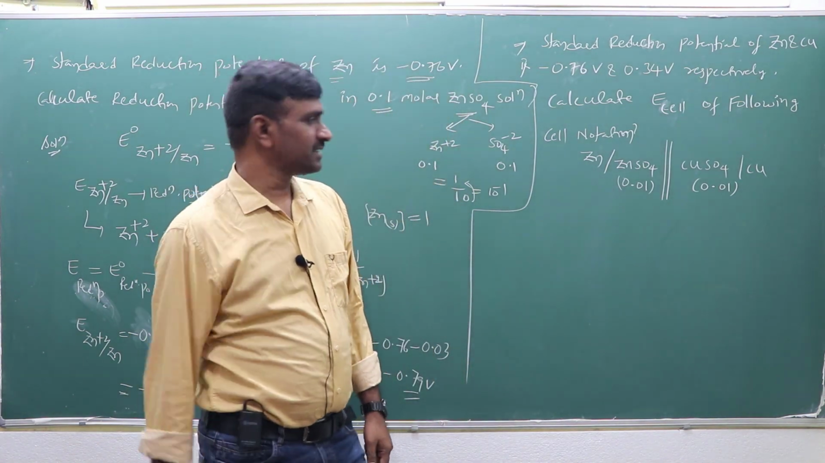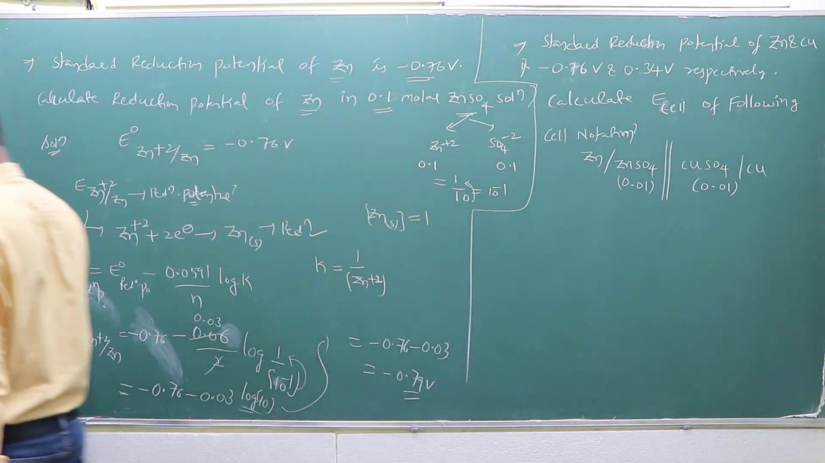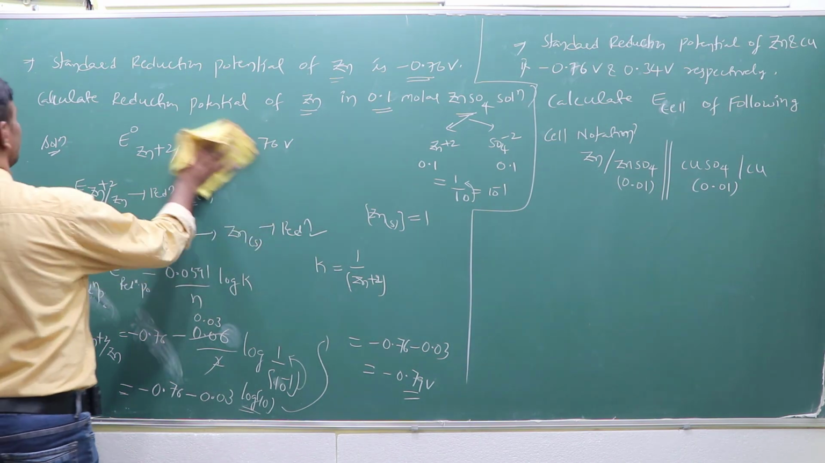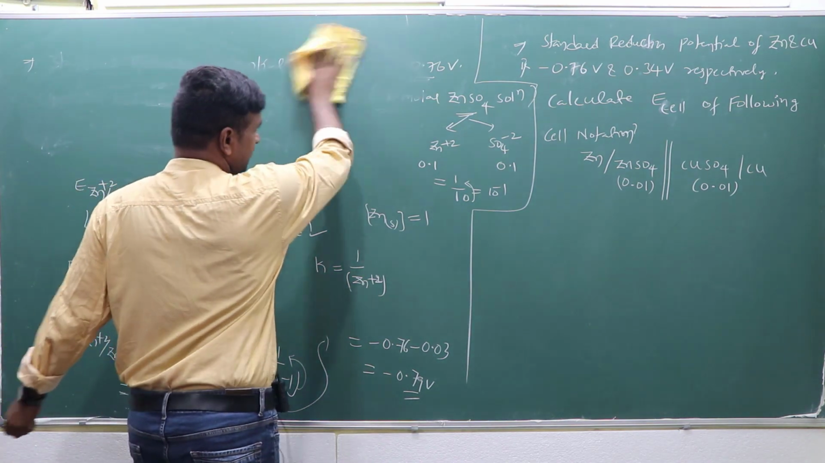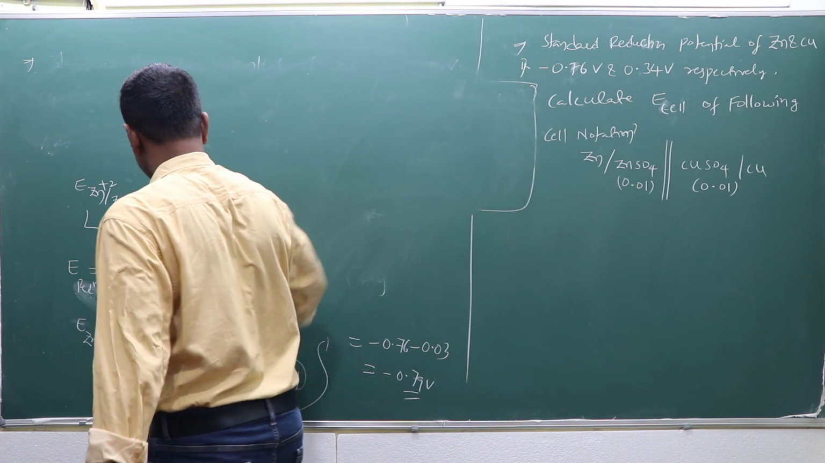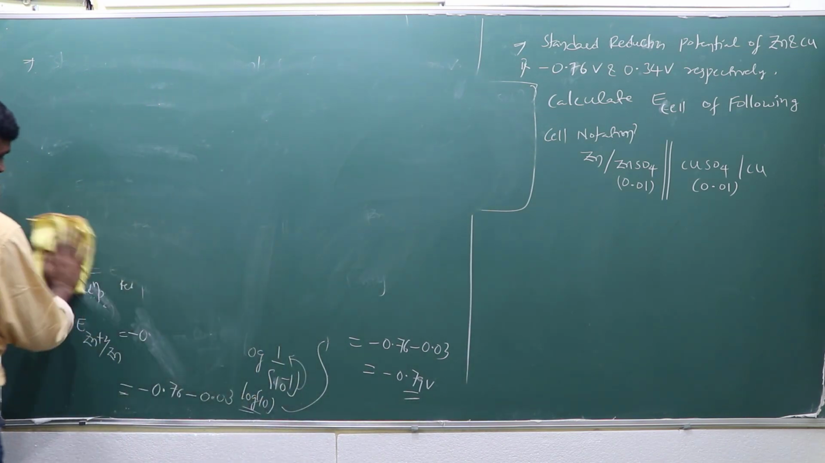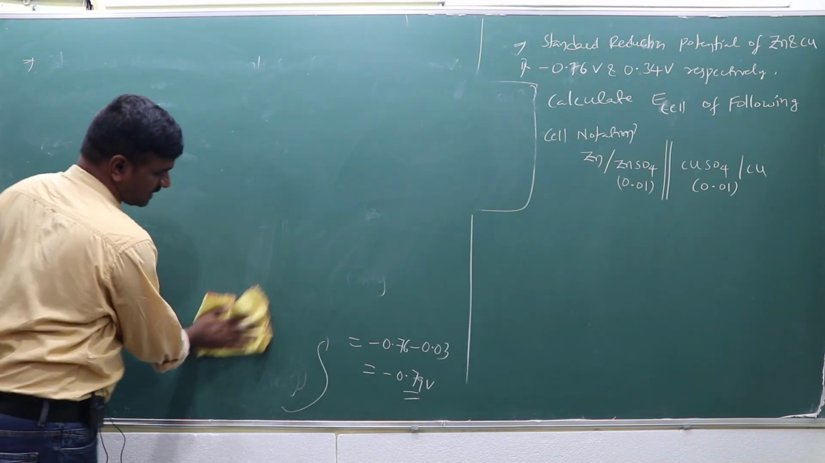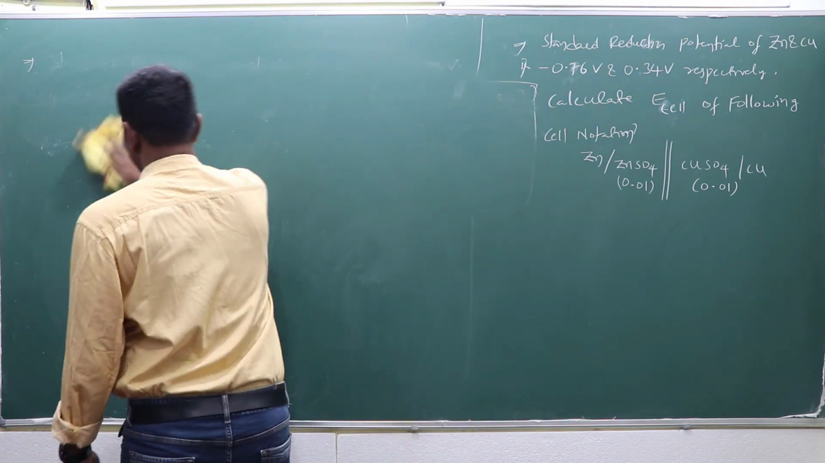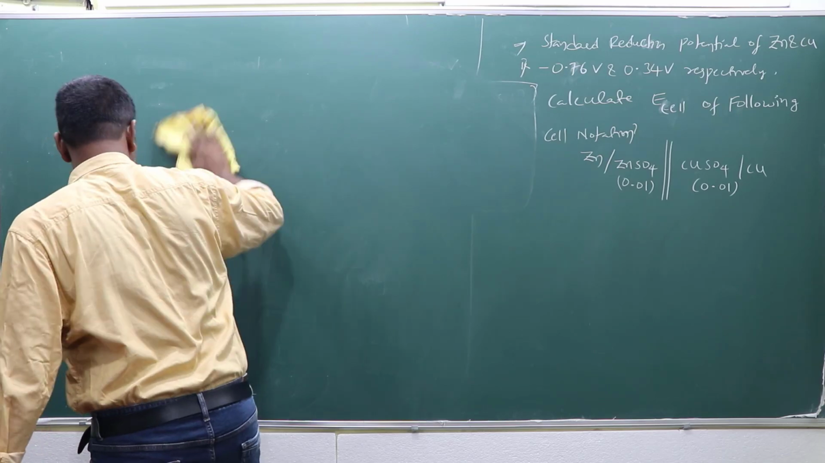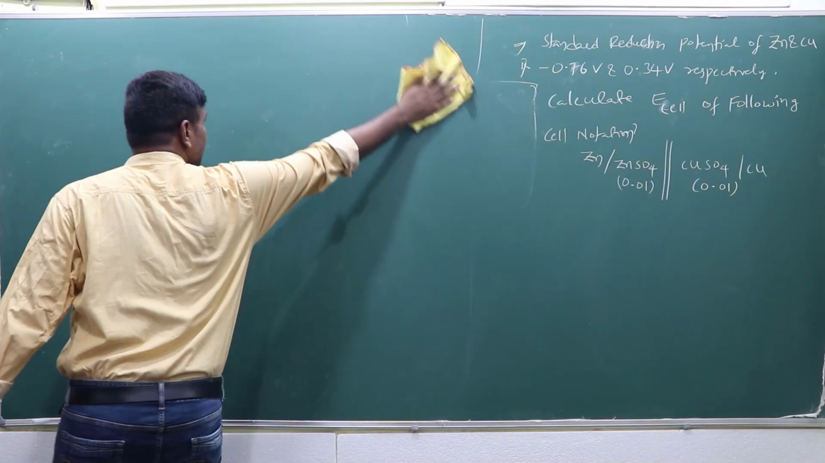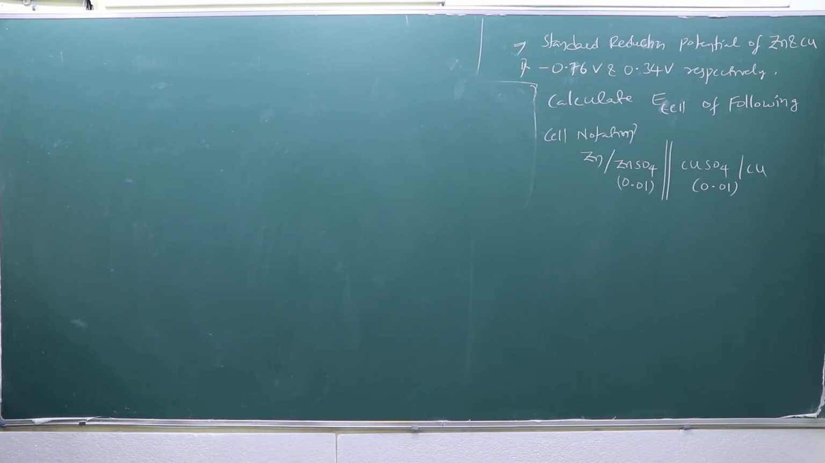Now, first you read which values are given. Given values are what? First you read that carefully. Which one is mentioned, which one you have to calculate. You read that standard reduction potentials of zinc and copper. Both standard reduction potential values are mentioned. One is zinc, another one is copper. So these values are given respectively: minus 0.76 volts, comma, 0.34 volts respectively. Right? No problem.